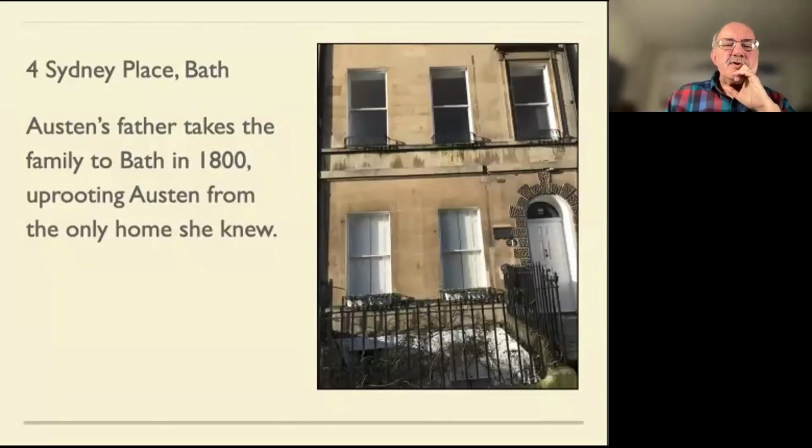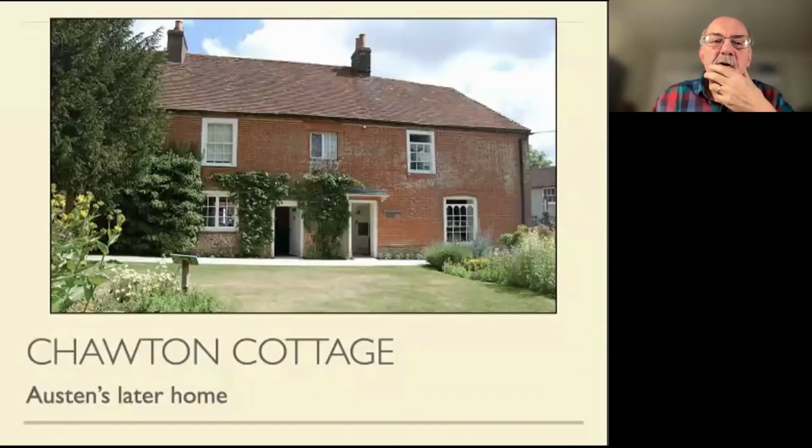Jane Austen's father moved the family to Bath in 1800. This was not a happy move for the author. In fact, she was leaving the only home she knew. She wrote nothing during her years there. And then in 1809, she moves to Chawton Cottage. And this is a much happier time for her.